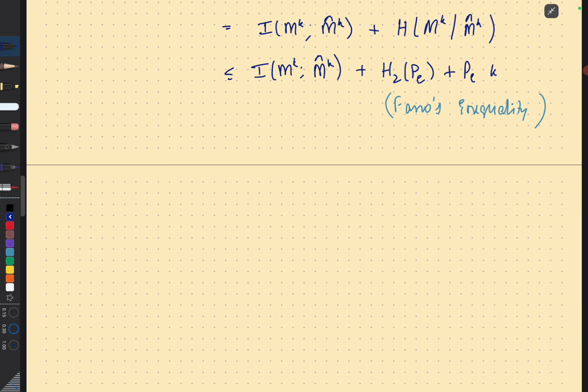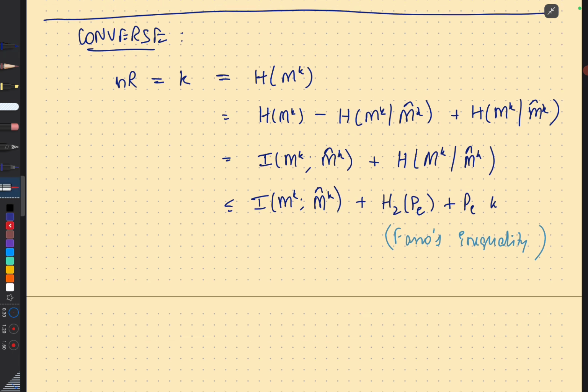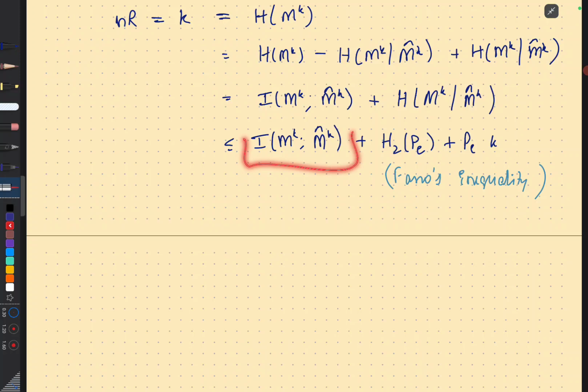Let's try to think about what we want to show. What we want to show is that asymptotically k should be less than or equal to n times the capacity, or it is effectively n times the mutual information between xn and yn, or n times the mutual information between x and y. Okay, that's the goal. But now what I have at this particular point is that k is less than or equal to the mutual information between mk and mk hat plus something that goes to 0 if the probability of error goes to 0. So now from this, how would I get a mutual information between x and y?